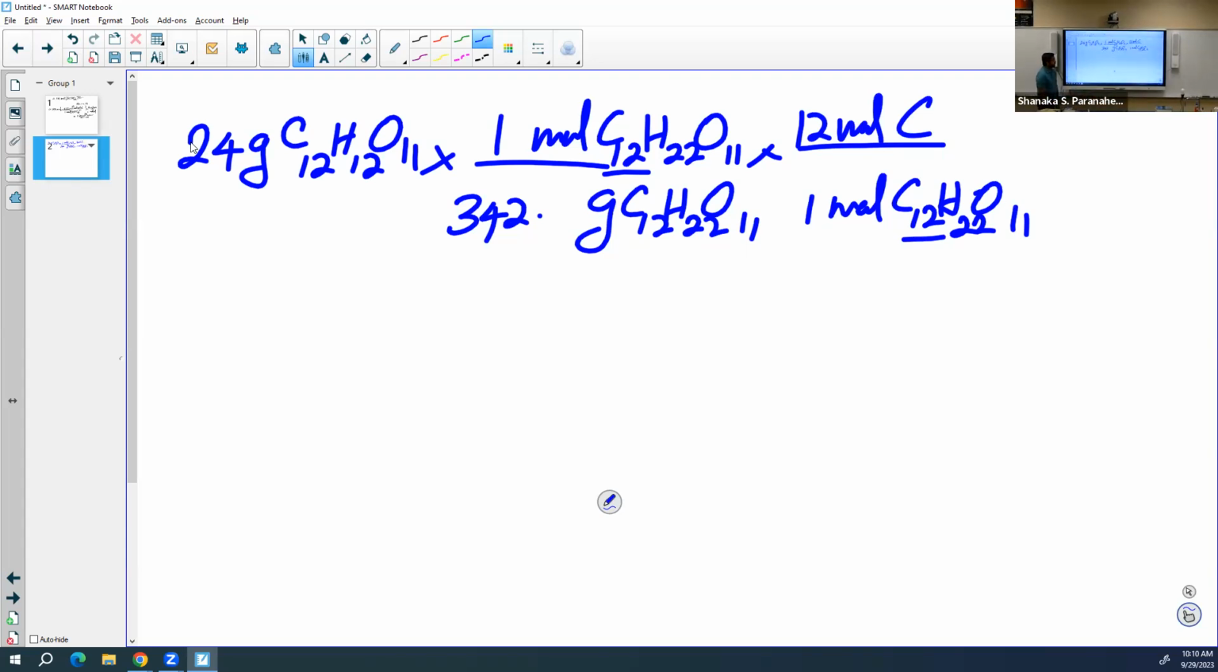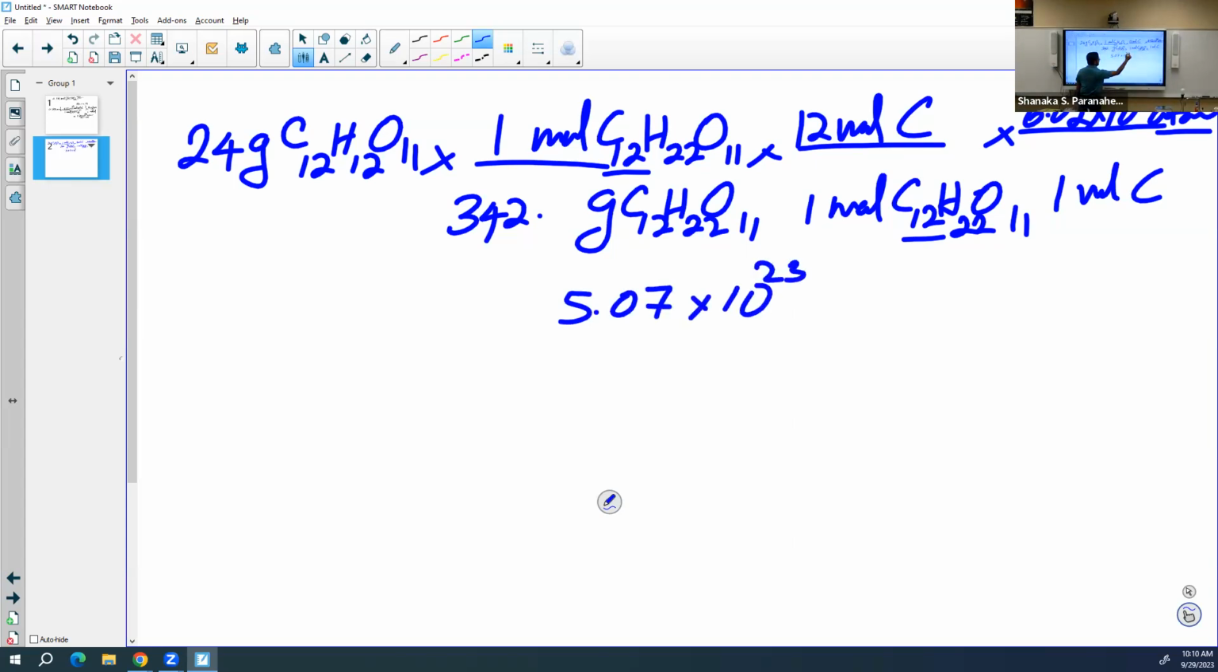And last one is going to be carbon moles to atoms of carbon. 1 mole of carbon, Avogadro number. Okay, so if you need only moles, you can stop at this point. So if you're going for atoms, that's the atoms of carbon. So 3 conversion factors. And the answer is 5.47 times 10 to the power 23 atoms of carbon.